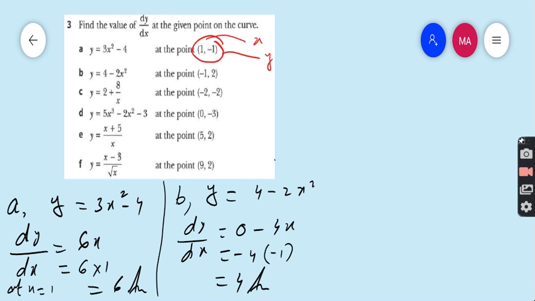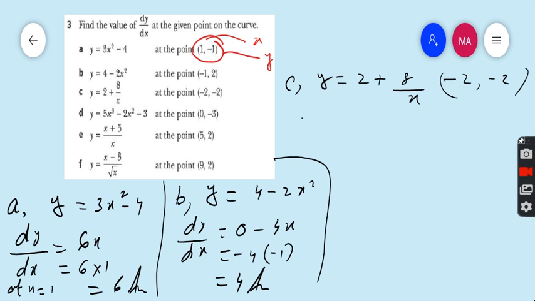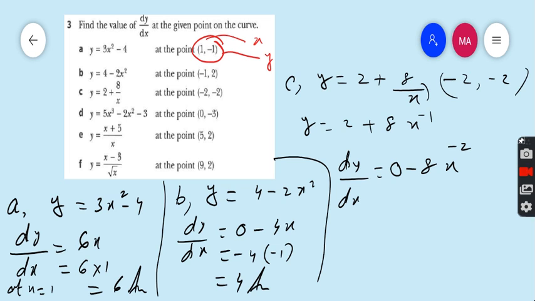Move to part C. y = 2 + 8/x, and the given point is (−2, −2). So find the derivative. y = 2 + 8x⁻¹, shifting x to the numerator. So dy/dx: the derivative of 2 is 0, and power first, 8 times −1 is −8, x to the power −1 − 1, that is −2.